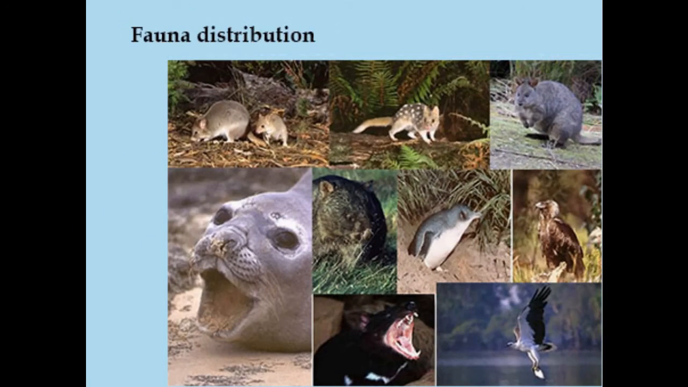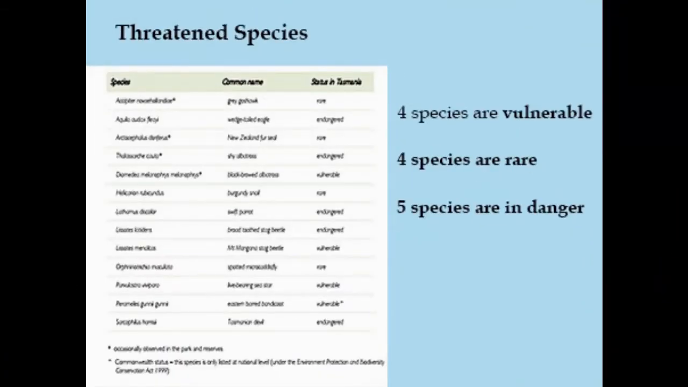When it comes to the fauna, lots of mammals, birds, reptiles, amphibians, fish, and invertebrates can be found in Tasman National Park. In the Tasman National Park Management Plan 2011, there are 4 pages used to list the names of those fauna species. As for the threatened species, demonstrated by the following table, there are 4 species that are vulnerable, 4 species that are rare, and 5 species that are endangered.